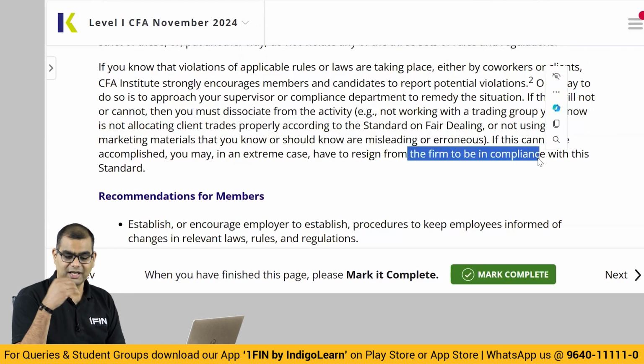So the Institute says, first complain. If you believe the complaint does not have an impact, move away. And if you think something illegal is going on, then you even resign. Okay, that is what they are saying.